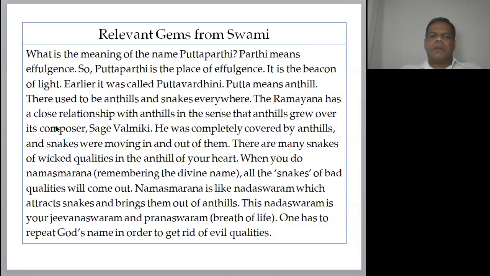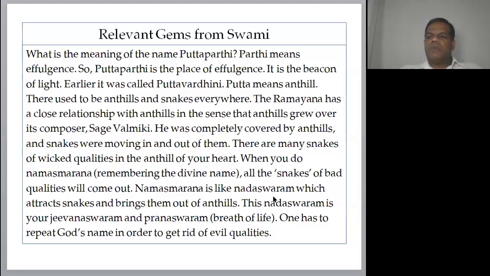The Ramayana has a close relationship with anthills in the sense that anthills grew over its composer, sage Valmiki. He was completely covered by anthills, and snakes were moving in and out of them. There are many snakes of wicked qualities in the anthills of your heart. When you do Namasmarana, remembering the divine name, all the snakes of bad qualities will come out.